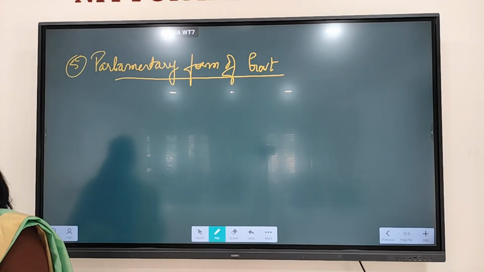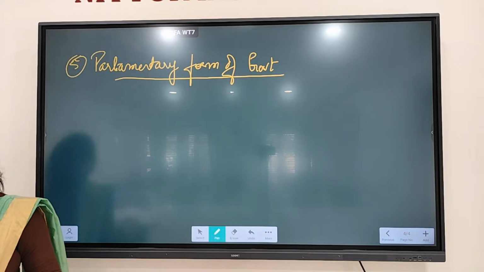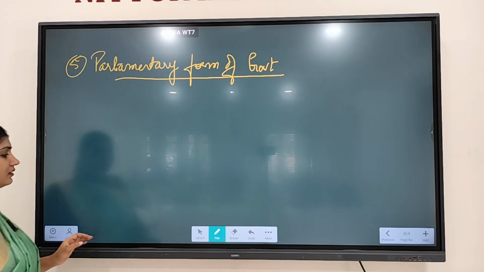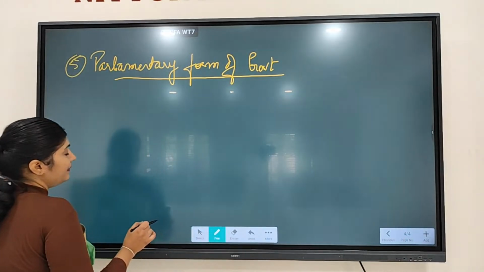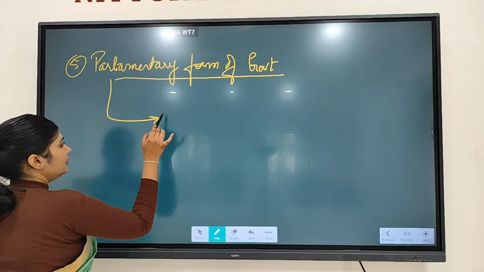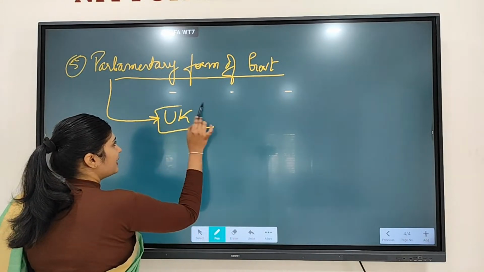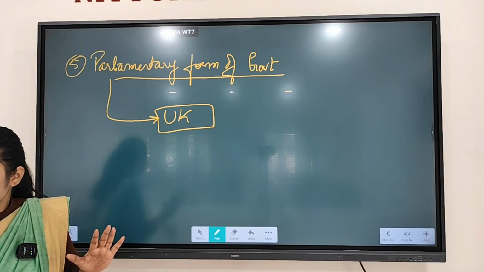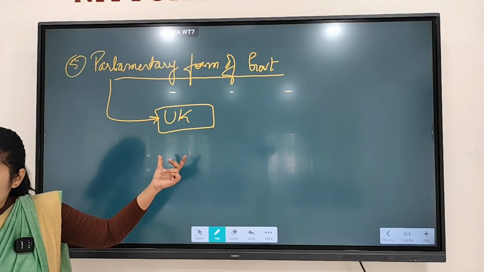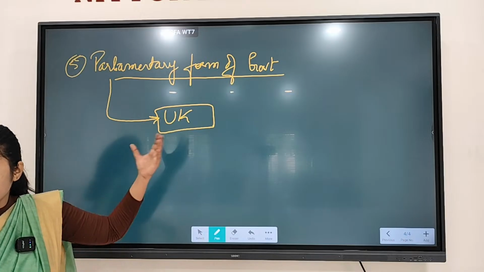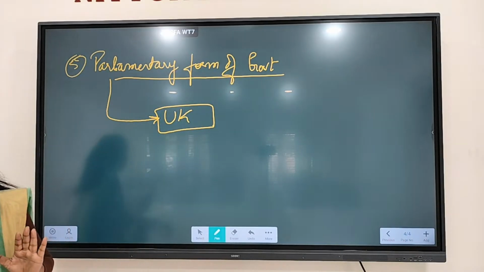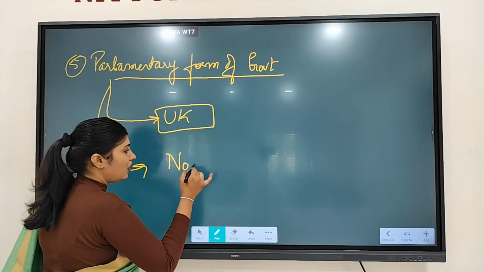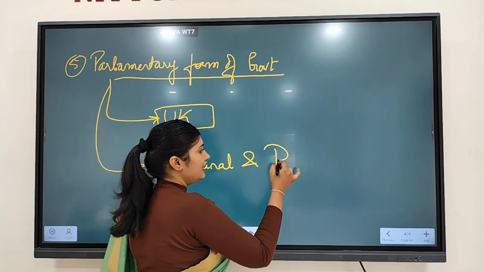What is meant by parliamentary form of government? Parliament has supreme control; the supreme lawmakers are the parliamentarians. The UK has the parliamentary form of government, and we have borrowed this from the UK. We have adopted the parliamentary form of government from the UK. And here, the parliamentary form of government means there will be nominal and real executives.